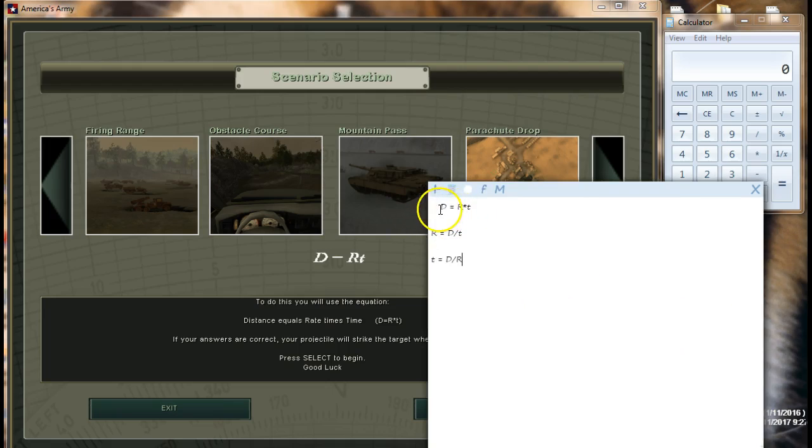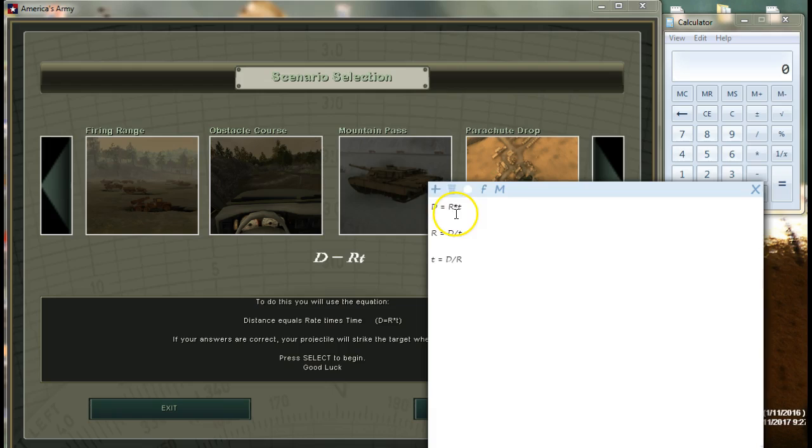But sometimes we're not looking for the distance, sometimes we're looking for either rate or time. If we take this original problem and divide both sides by time, we end up with distance over time is equal to r. If we do the opposite and divide both sides of this by r, we end up with distance divided by r is equal to t. You're going to be using one of these three equations for every problem you have here. So you may want to write them all down in your notebook.